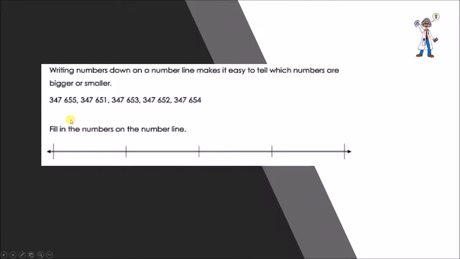When you just look at a series of numbers, it's not always easy to see which is the smallest number and which is the largest number. However, if we put them on the number line, starting with the smallest number on the left-hand side, and we notice that they are increasing by 1 every time, you can note them down on the number line. Now it's very easy to know which numbers are larger than the others. To the right is larger, to the left is smaller.